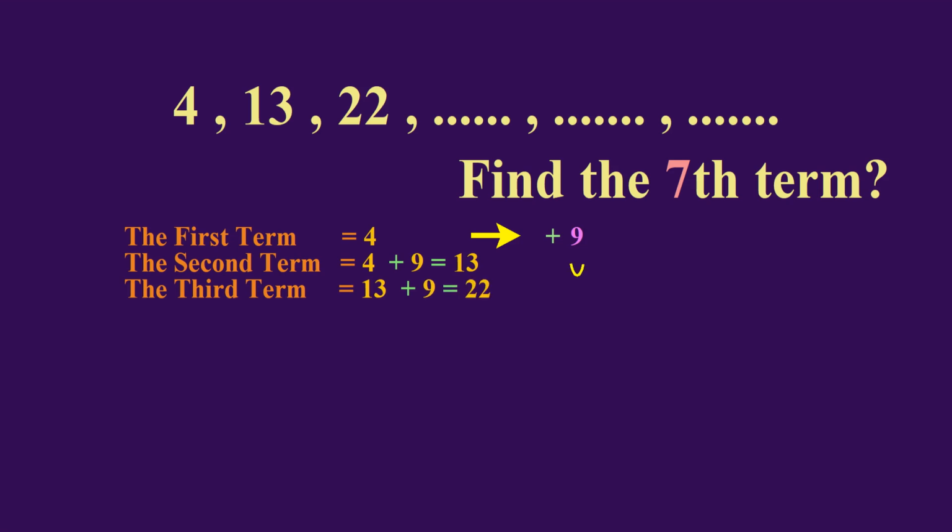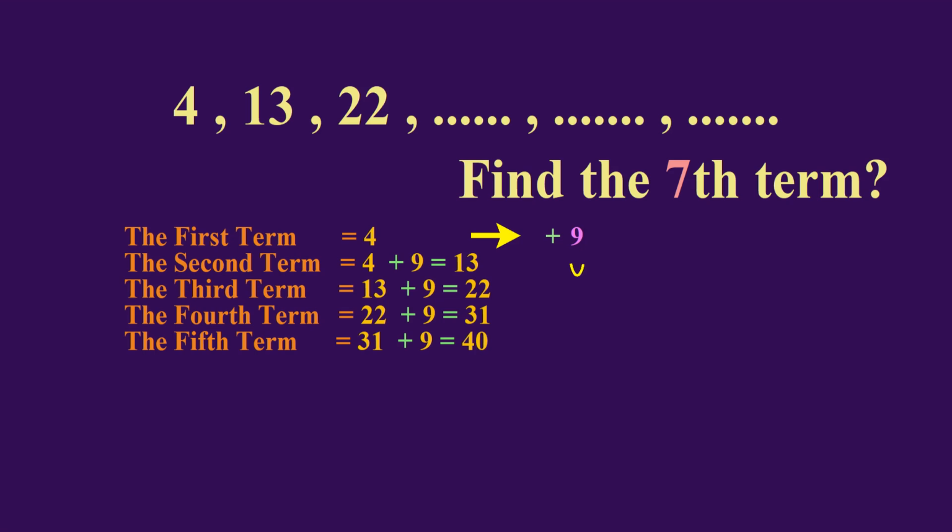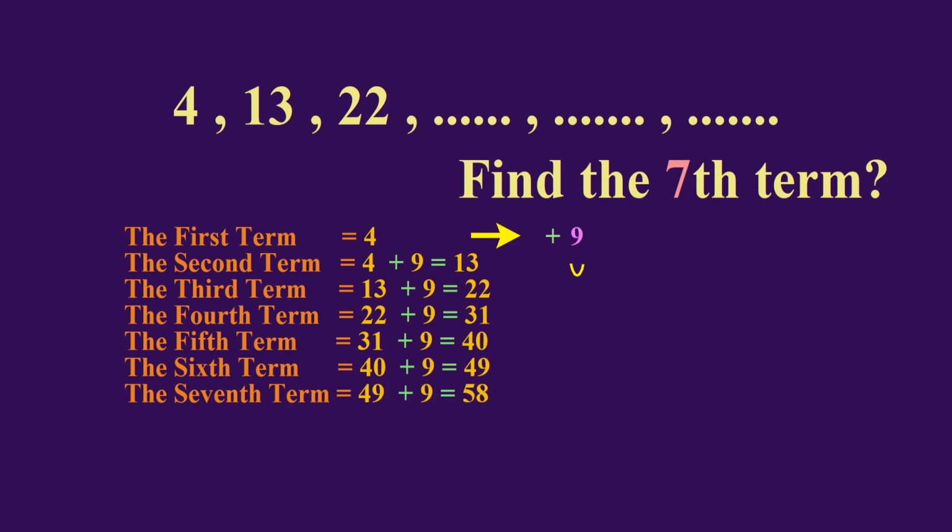And so on. We can get the fourth term by adding 9 to the third term. So the fourth term is equal to 22 plus 9, which equals 31. And the fifth term is equal to 31 plus 9, which equals 40. By the same method, we can get the sixth term, which equals 40 plus 9, which equals 49. And the seventh term is equal to 49 plus 9, which equals 58.